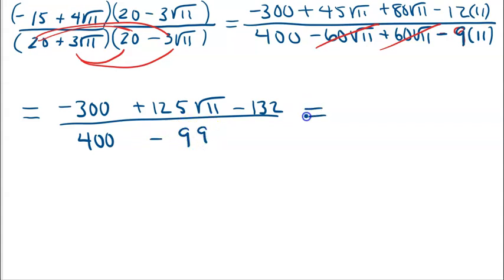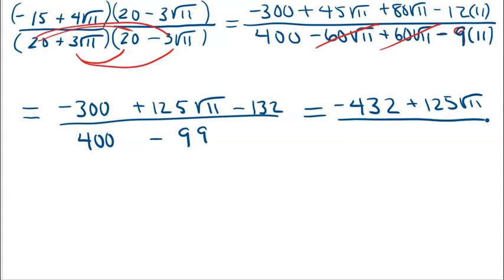If I keep going to the right to simplify, just for space purposes, negative 300 minus 132 is going to be negative 432. And then plus 125 square root of 11. And in the denominator, 400 minus 99 is 301.